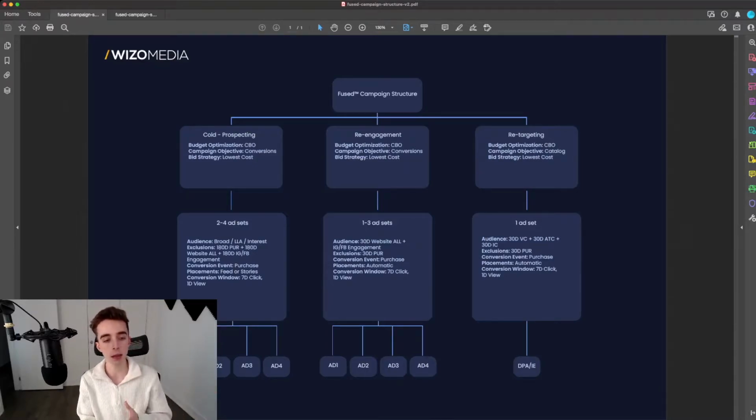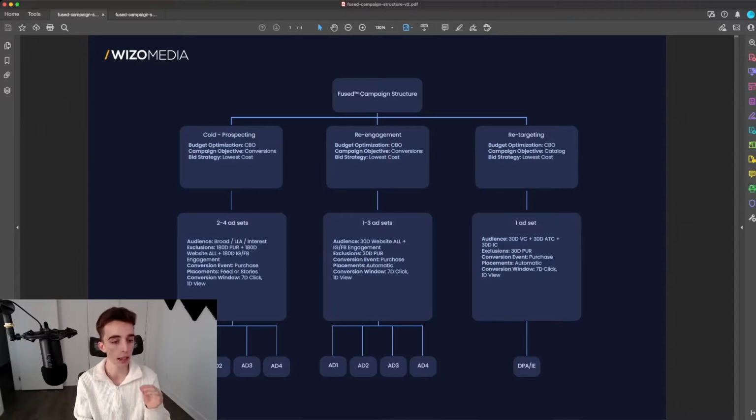So looking at re-engagements, it's pretty simple. 1 to 3 ad sets. I'd say in a lot of cases, there's only 1. Again, it depends where you're at in your testing phase. If you've nailed it down, then just go with 1. If we go with 1, the audience, you see that right there. It's a mix of 30 days website all plus IG and Facebook engagement. So that's basically anybody who interacted with your cold ads or anybody who just visited the website without taking any specific action will be able to receive these ads.